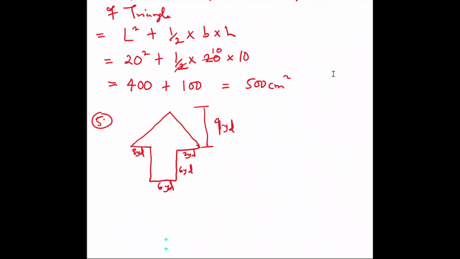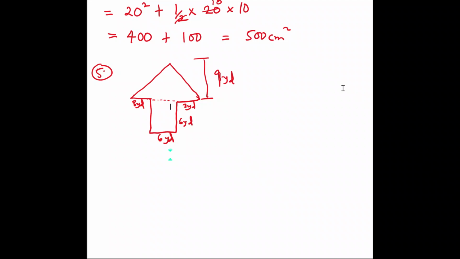Okay. So now I'm going to use a broken line to connect this shape. So let me use this broken line to connect the shape. Okay, so we have a triangle on top of a square. So if we draw out the triangle, the height of this triangle is 9 yards. This side is 3 yards, this side is 3 yards, this side is 6 yards.